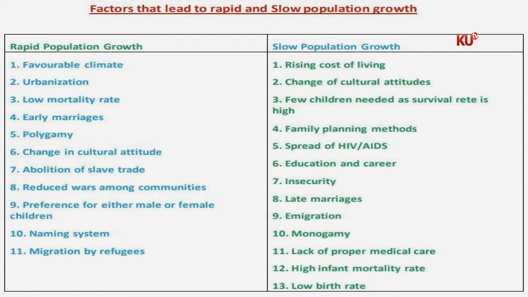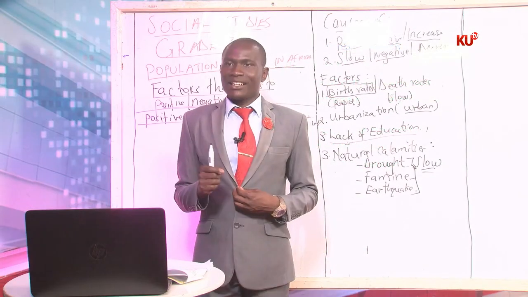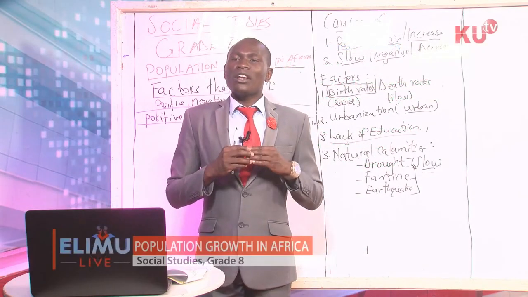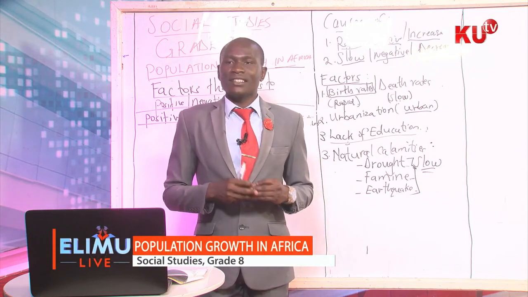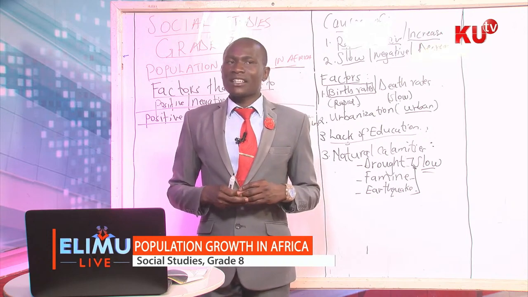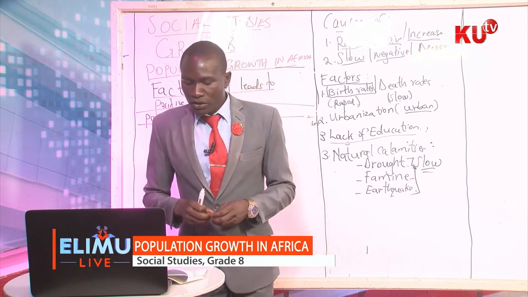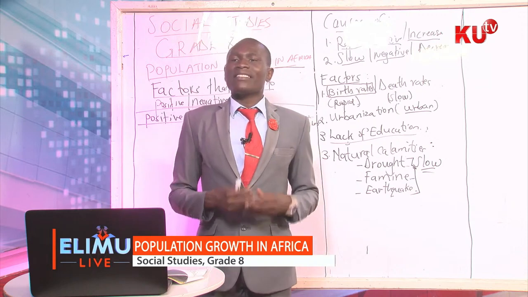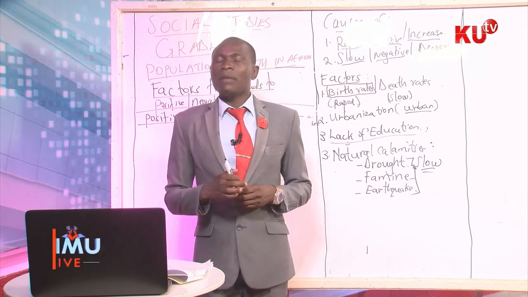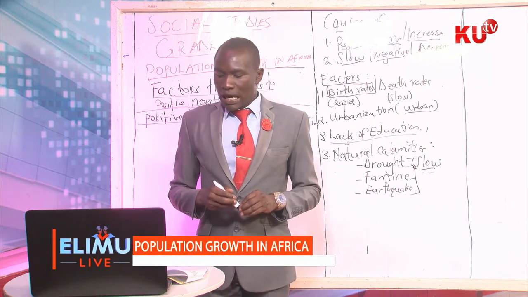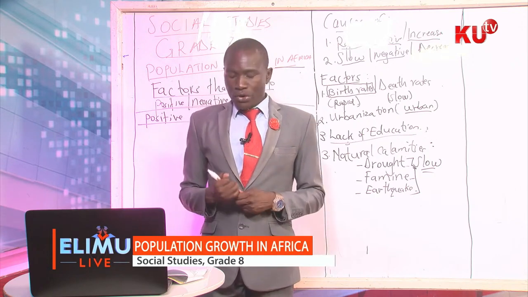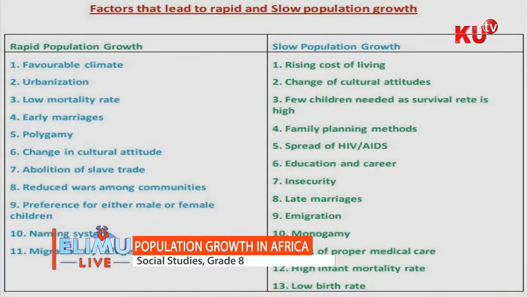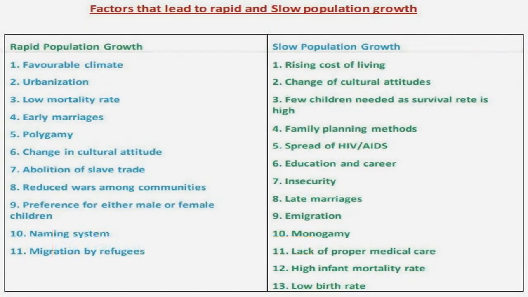Then lack of proper medical care. If we don't have proper medical care, people will always migrate from that area. There is nobody who will stay in a country that has poor medical facilities. You will always prefer a country that has good medical facilities. Then low birth rate. That one is connected to family planning. Family planning leads to low birth rate, and the low birth rate that we're talking about here will lead to low or slow or negative population growth.